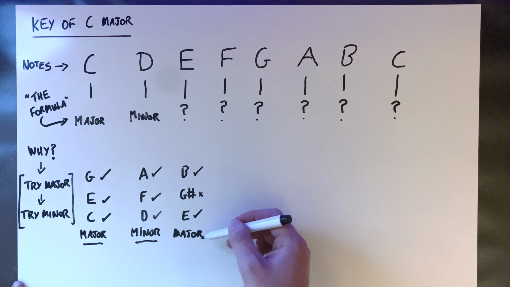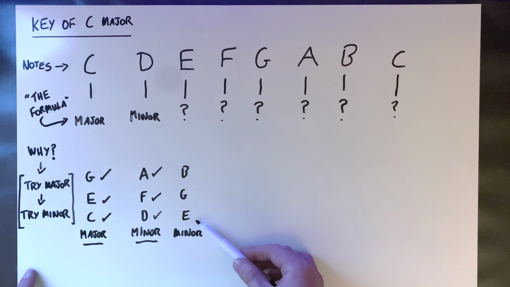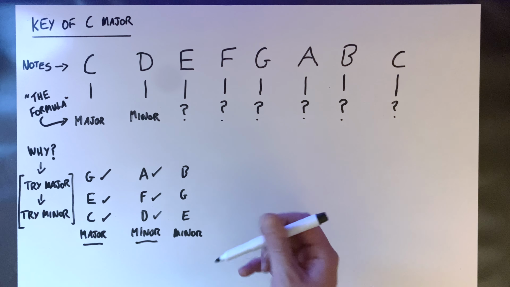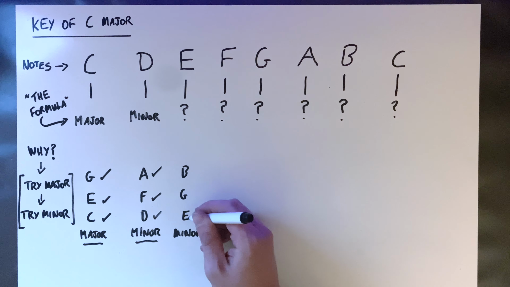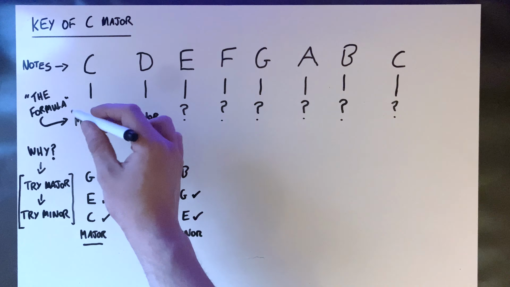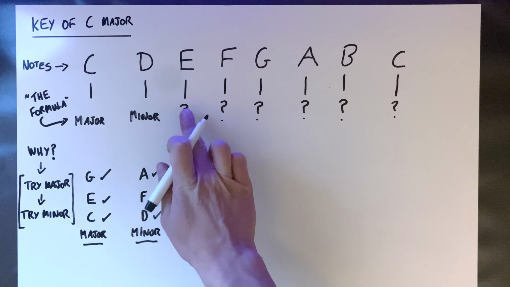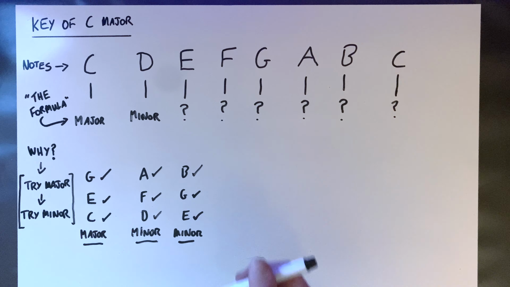So we need to try the minor. So looking at E minor, the three notes would be E, G and B. So is E in the C major scale? Yes it is. Is G in the C major scale? Yes it is. And is B in the C major scale? Yes it is. That means the third chord is E minor.